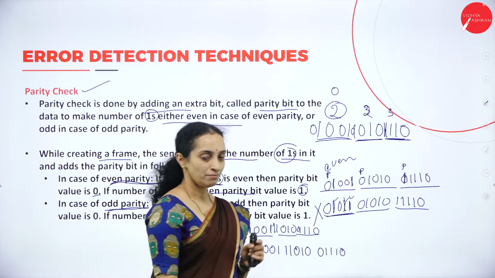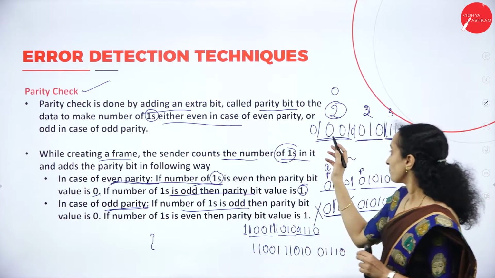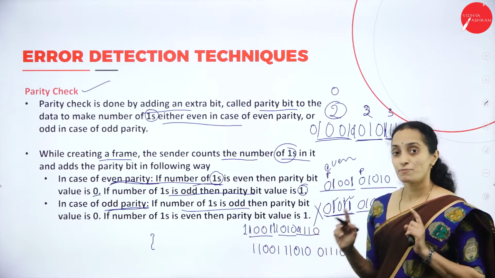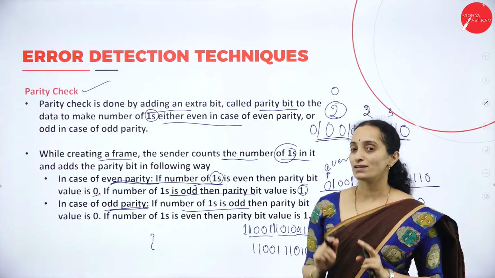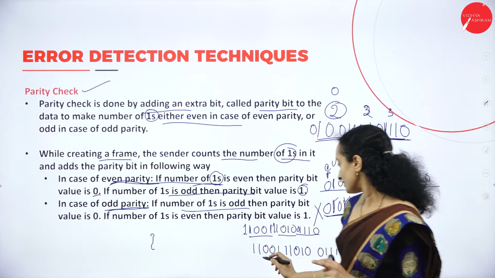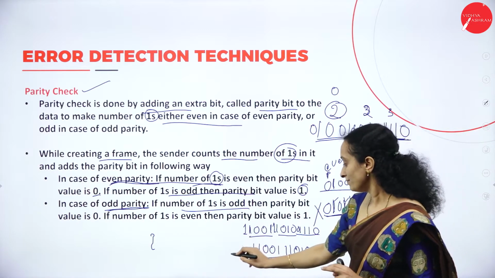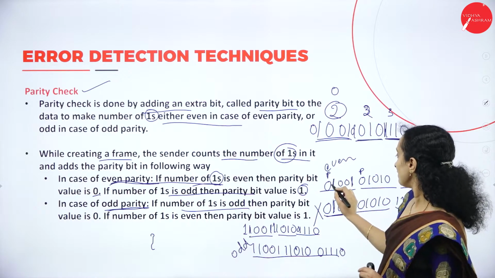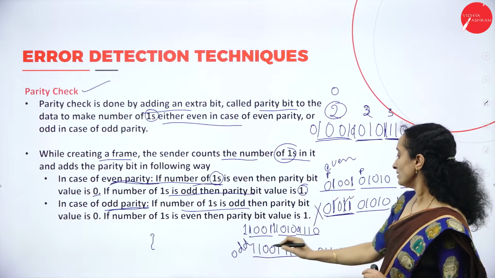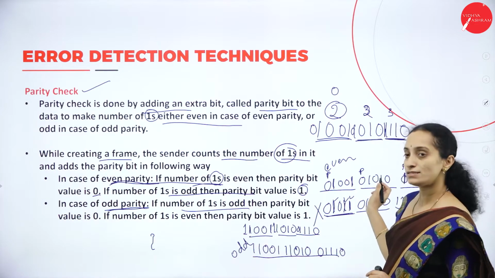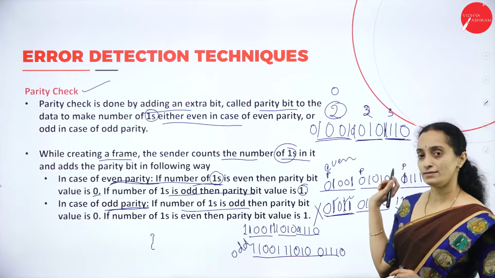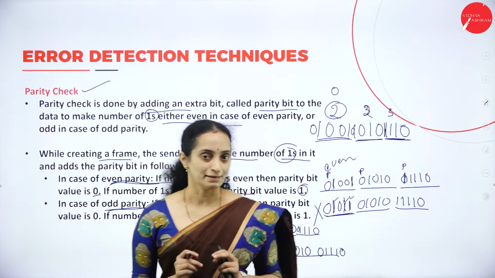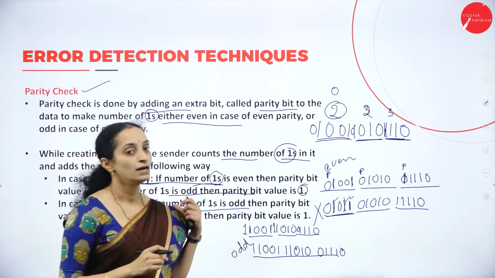The frame remains the same, only the parity bit value changes based on what type of parity we are following and how many ones are there. So this is with odd parity and this is with even parity: 0 1 0 0 1, 0 1 0 1 0 and 0 1 1 1 0. This can be used to detect the error by the receiver, as I have explained with even parity.